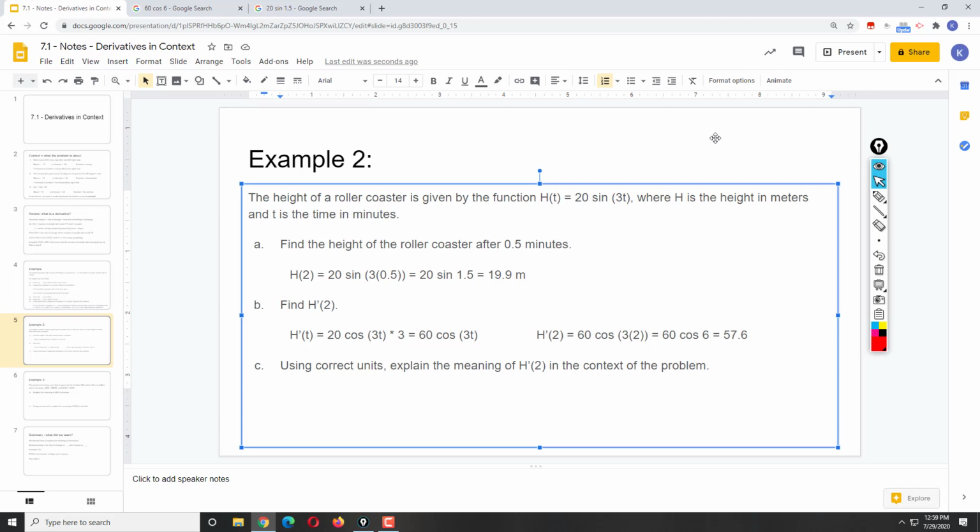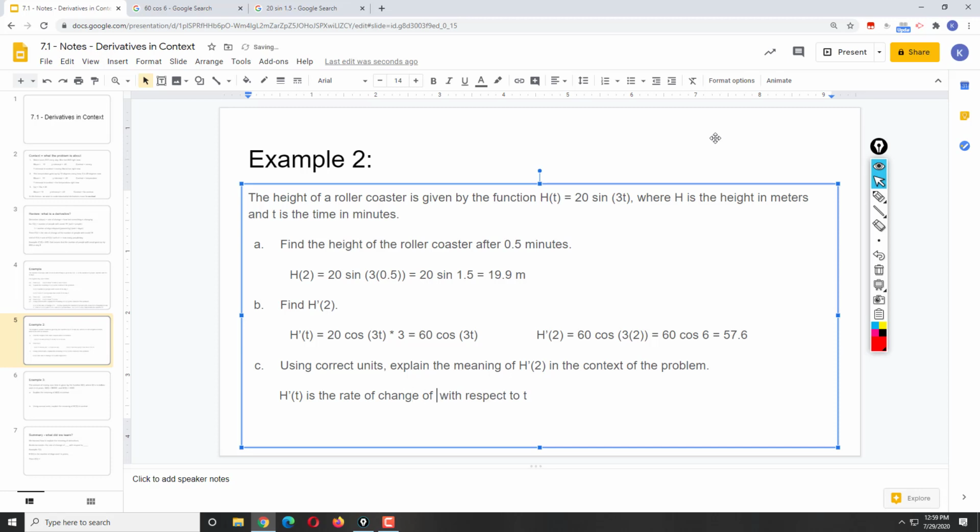C. Using correct units, explain the meaning of h prime 2 in the context of the problem. We can use the sentence starter. h prime of t is the rate of change of h with respect to t. Okay, so I'm just writing it out. h prime t is the rate of change of h with respect to t.